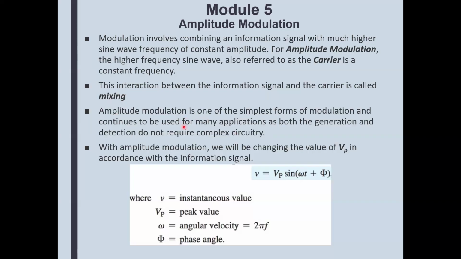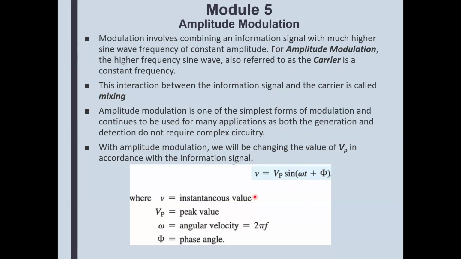With amplitude modulation, we will be changing the value of the peak voltage in accordance with the information signal. So the intelligence signal is going to be louder or quieter. Okay?